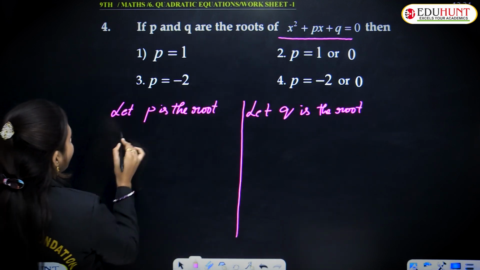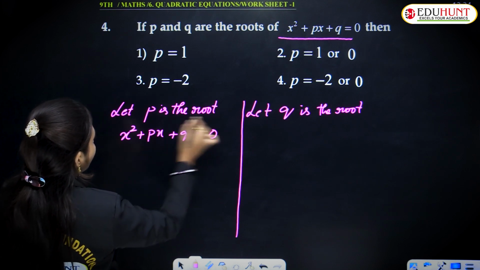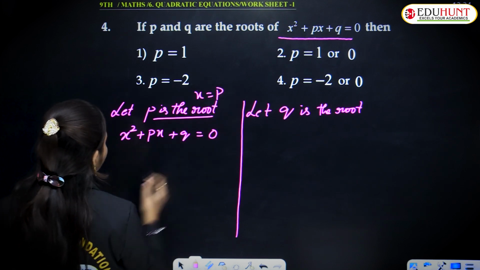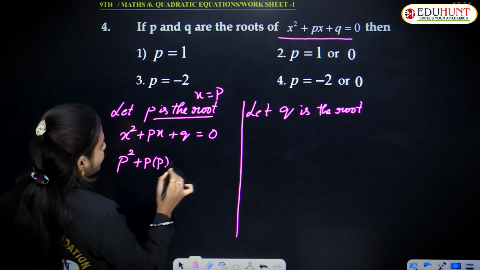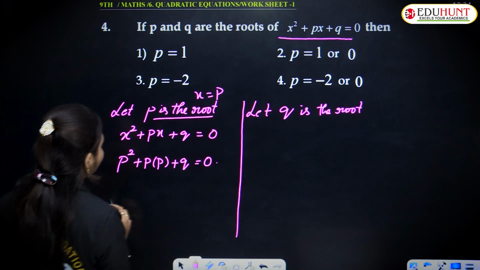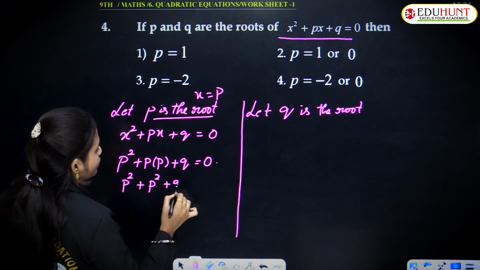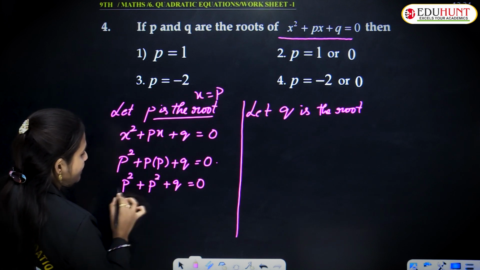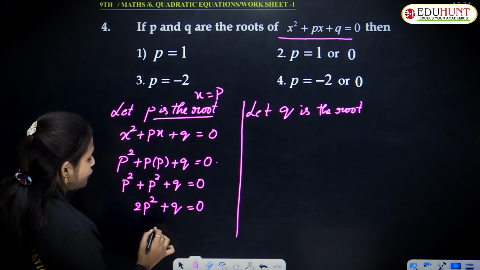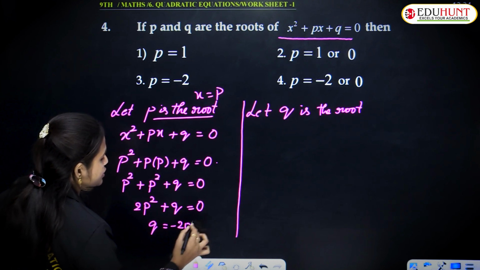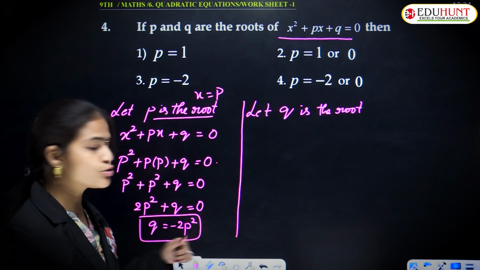So here x square plus px plus q is equal to 0. P is a root means x is equal to P. So P square plus P into P plus q is equal to 0. Next, P square plus P square plus q is equal to 0. So 2P square plus q is equal to 0. From this, q is equal to minus 2P square. We got the q value: q is equal to minus 2P square.